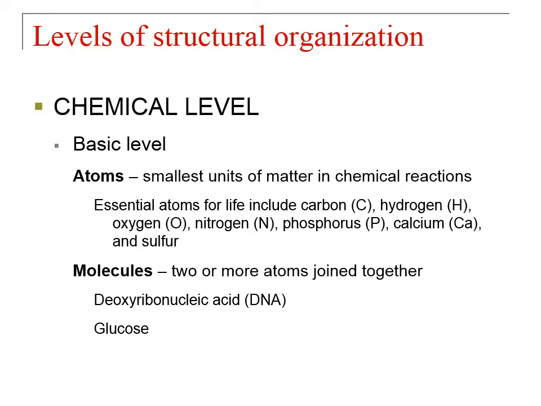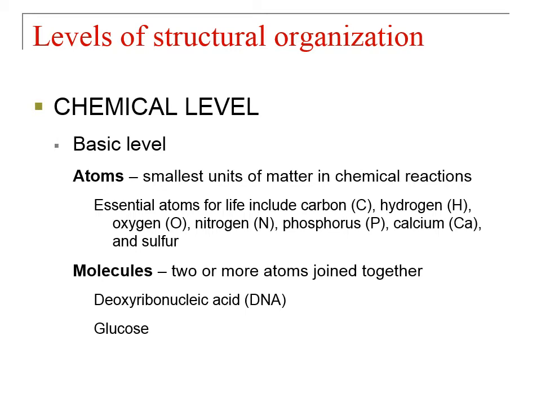Now, I realize a lot of this will be redundant for many of you, but for those who may not have brushed up on your high school sciences, we'll go through these terms once again. So for the chemical level, we're going to talk about atoms, which are the smallest units of matter found in chemical reactions. The 4 most abundant essential atoms found in the human body are carbon, hydrogen, oxygen, and nitrogen, followed by lesser elements or trace elements, such as phosphorus, calcium, and sulfur. We'll talk about more of these when we get into the next chapter, with the different chemical levels.